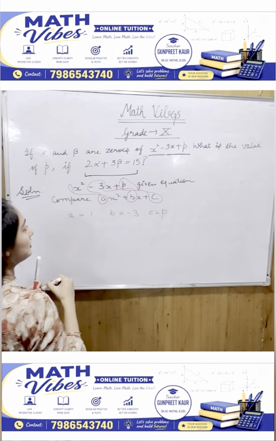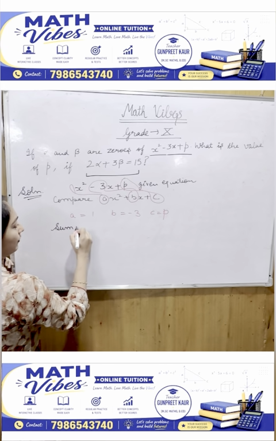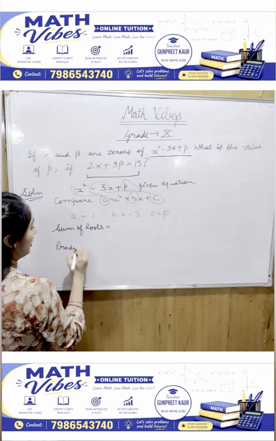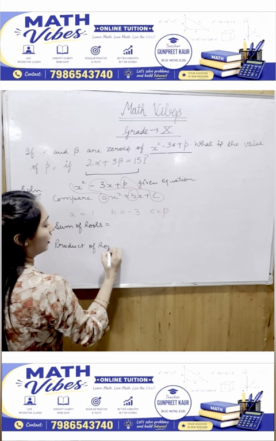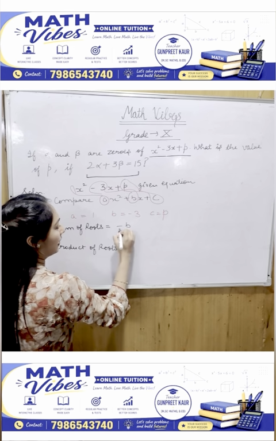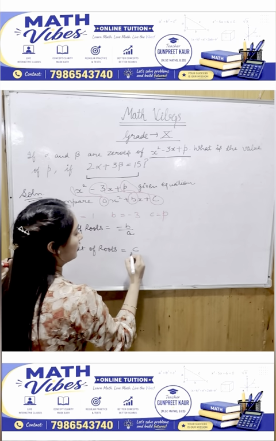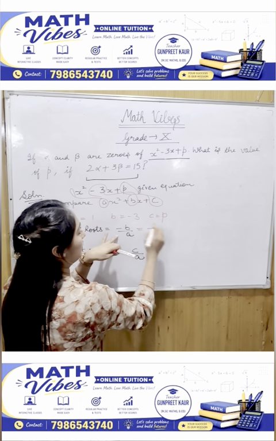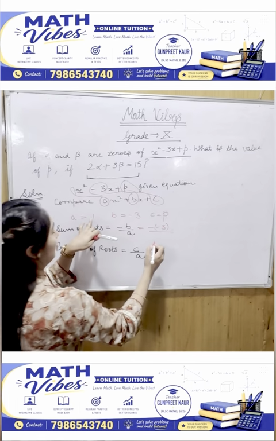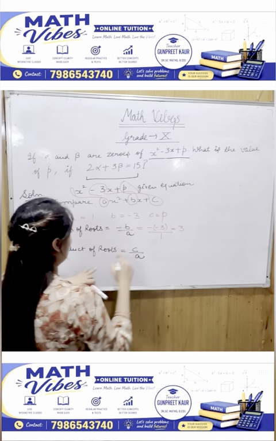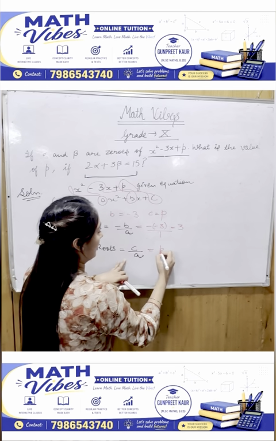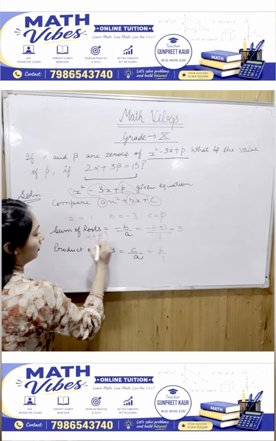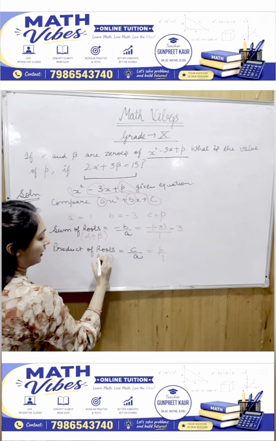Now we will find the sum and the product of roots. And you know, for sum of roots, the formula will be minus b by a, and for product of roots it will be c by a. Putting the values, minus b will be minus 3 divided by a will be 1, so it will be 3. For the product it will be c by 1. So sum of roots, let it be alpha plus beta, and product let it be alpha multiply beta.